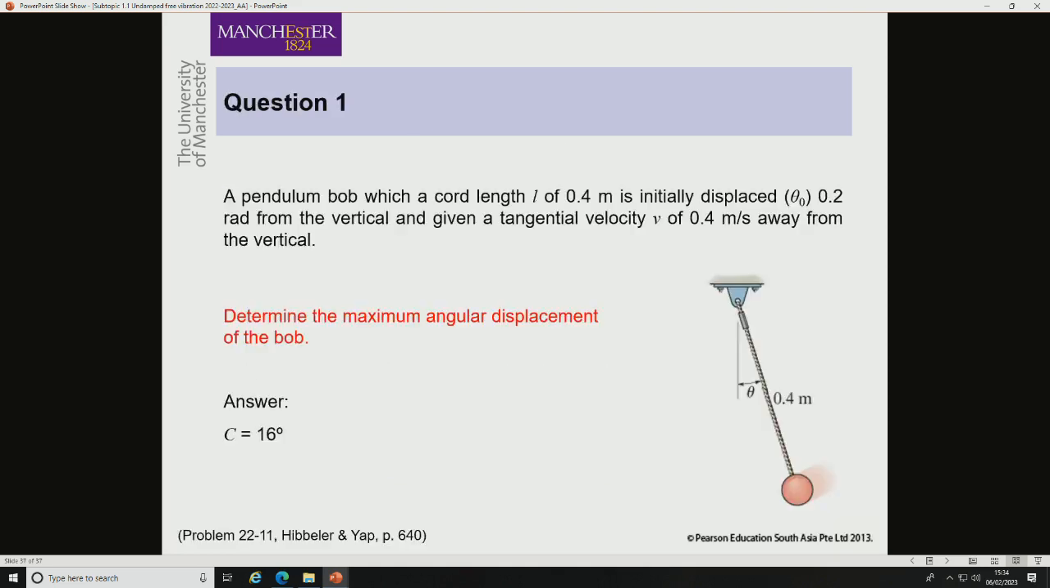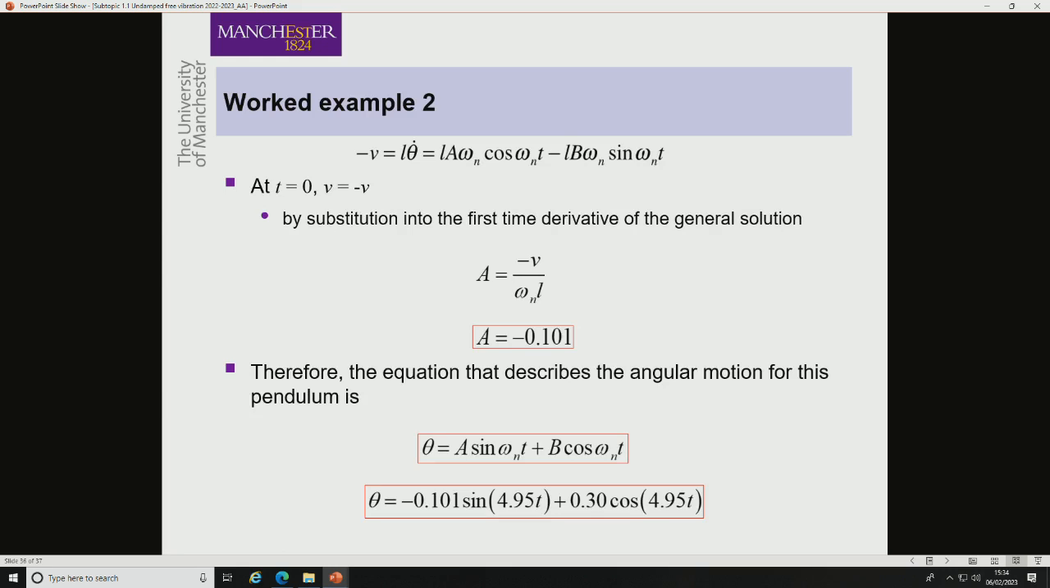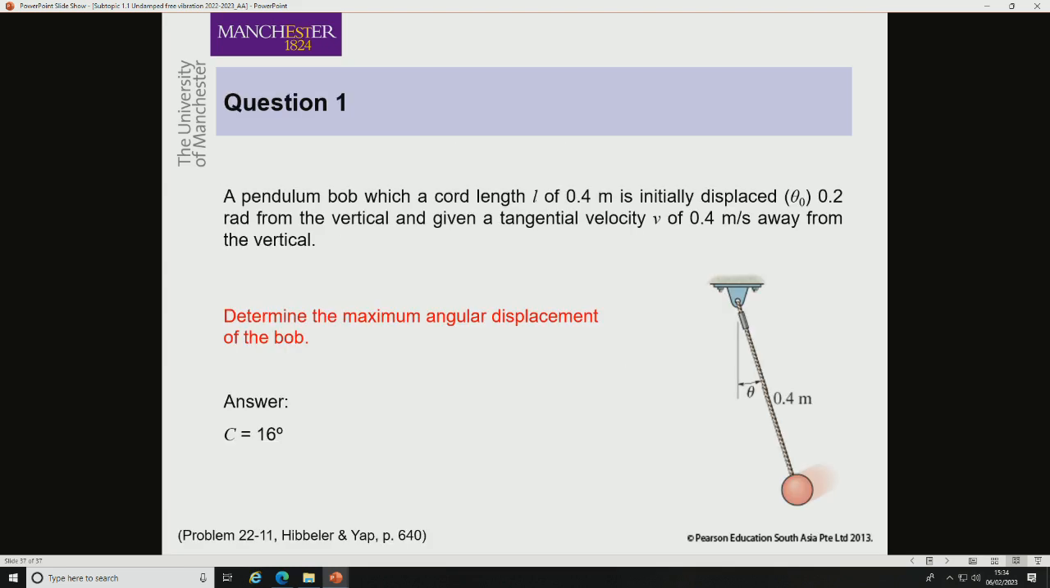And then, is it the solution? Yes. So now, for example, if the rest of the question was asking what the angle theta would be after 2 seconds, what would you do? You would simply substitute t by 2 seconds, and you would see where the pendulum would be after 2 seconds, or whatever time is given to you. Here you can see question one.